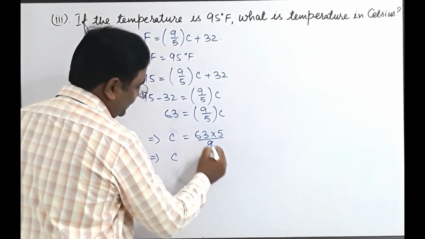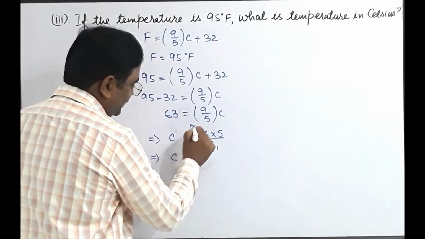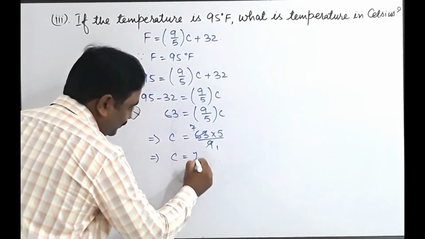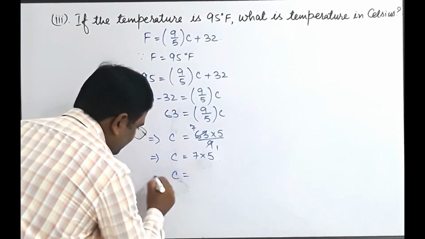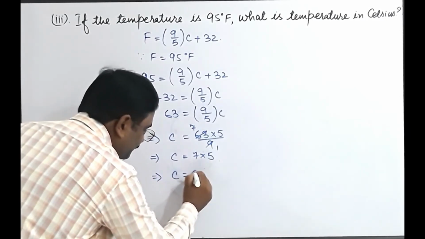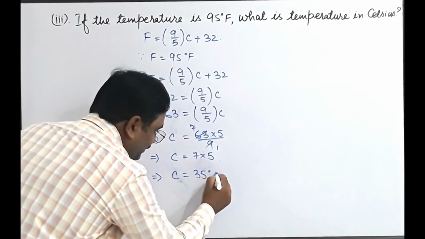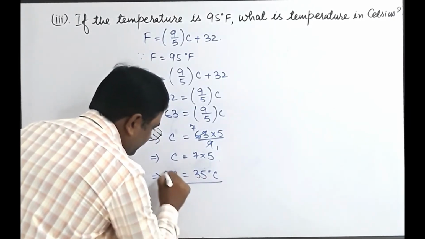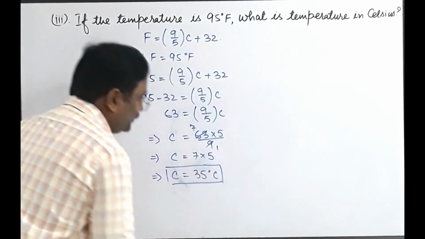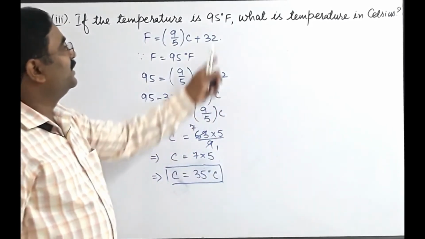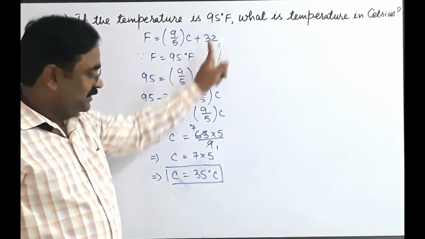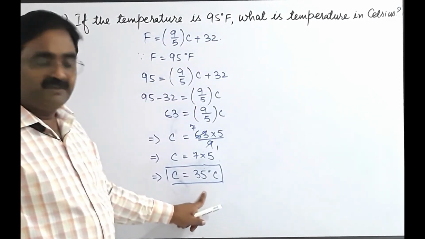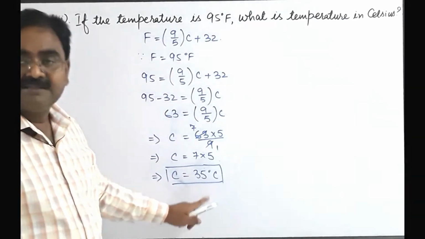9 1s are 9, 9 7s are 63. Now 7 into 5, you got 7 5s are 35 degrees Celsius. It is converted. So this is the value of degree Celsius when the temperature in Fahrenheit is 95 degree Fahrenheit. Right? It is equivalent to 35 degree Celsius.